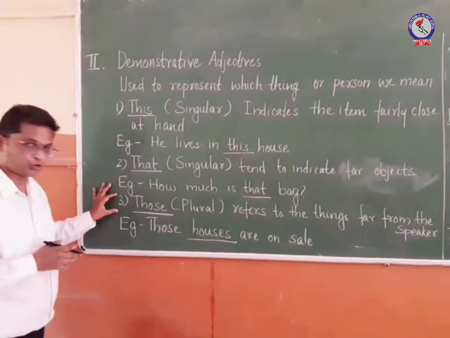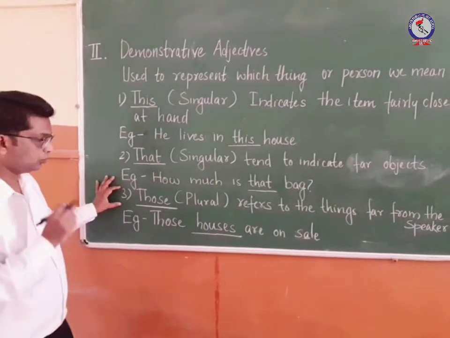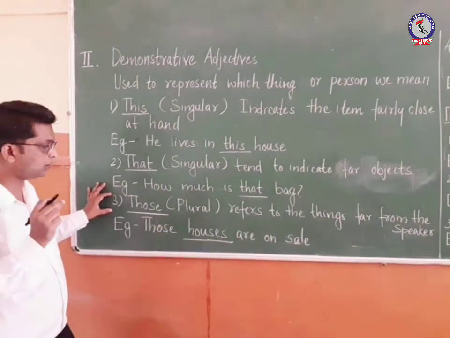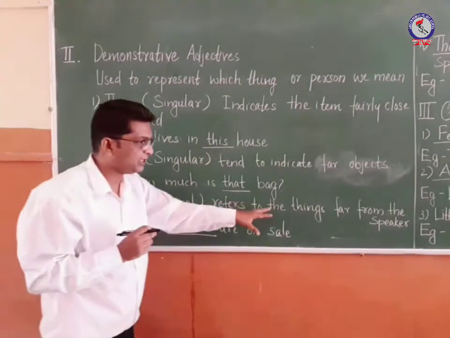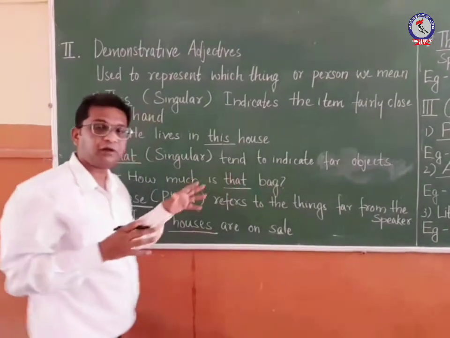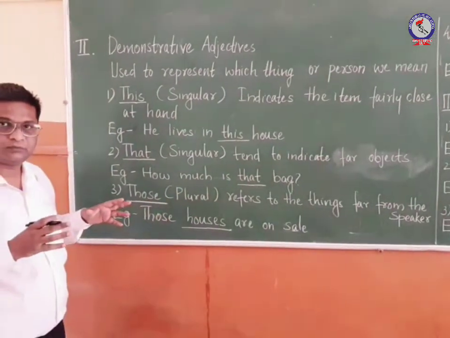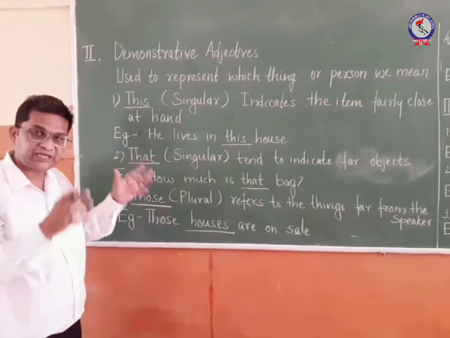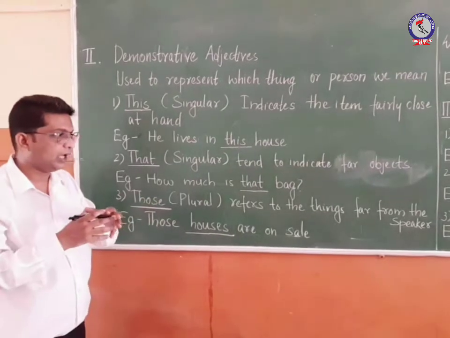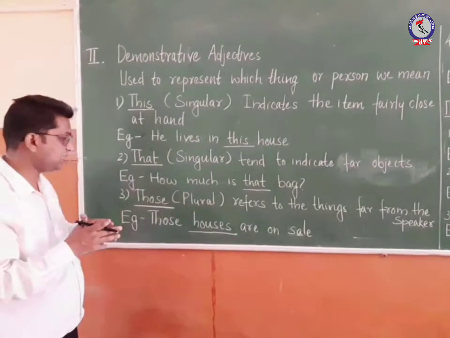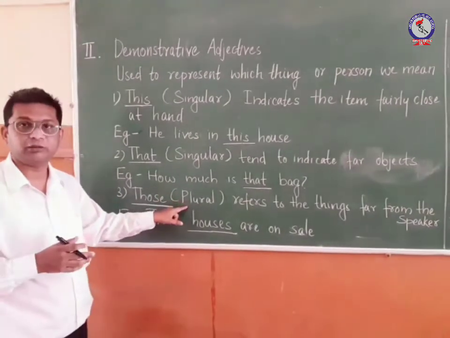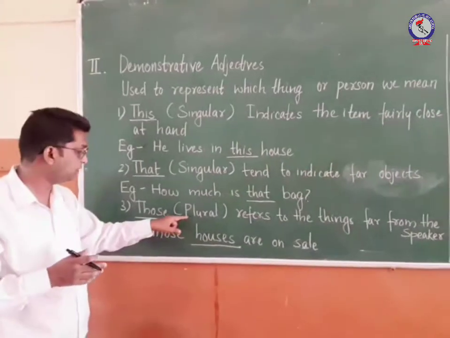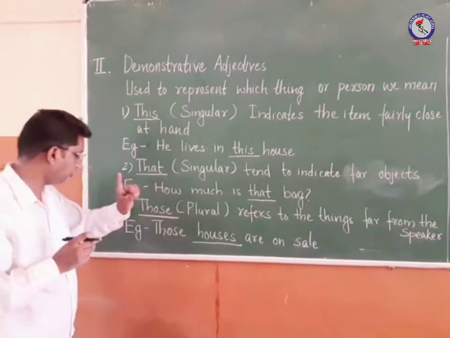Now those will be used in plural. It refers to the things far away from the speaker. It refers to the objects that can be at a particular distance, but remember it will be used with plural. It will be used with plural.